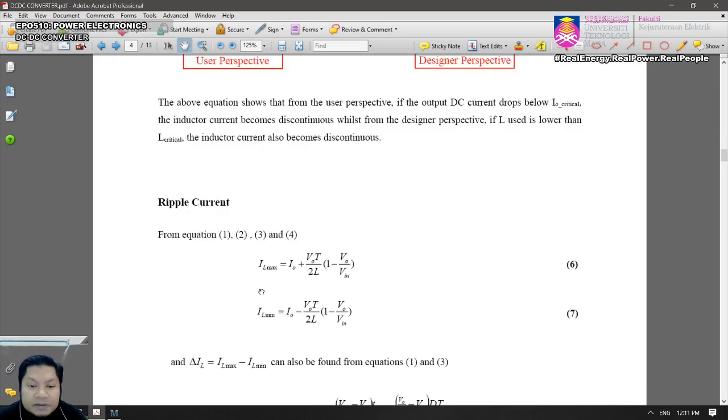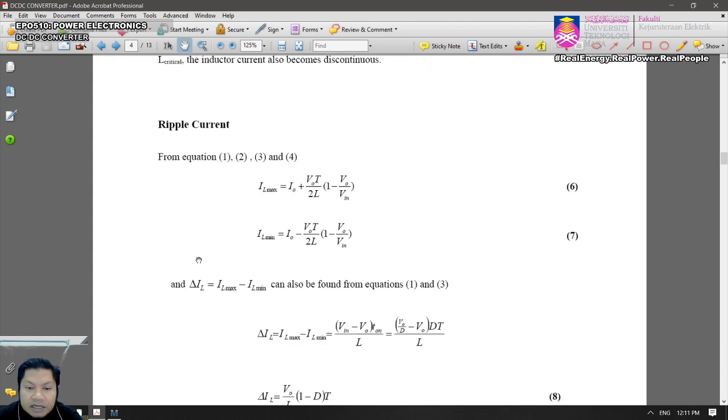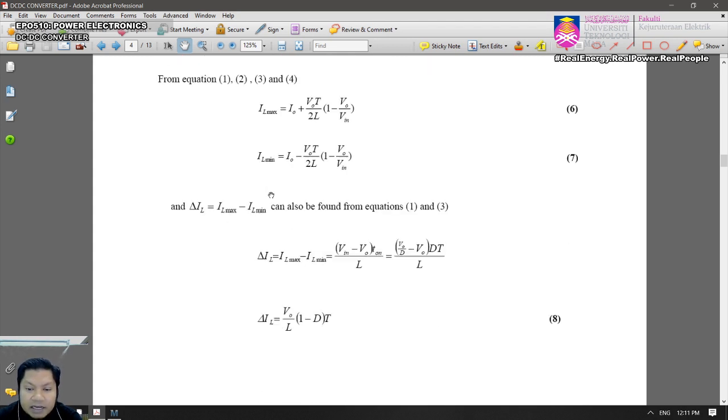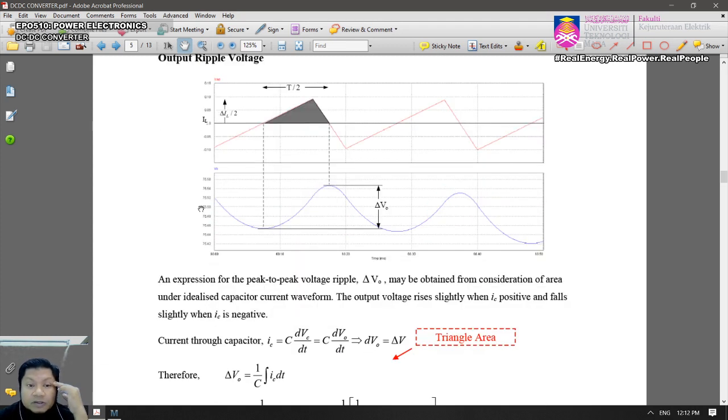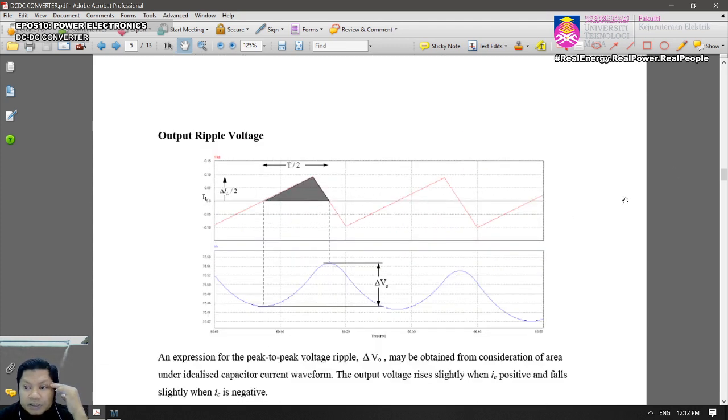And then the ripple current from equations 1, 2, 3, 4. So look back at the ripple current, then you can determine the delta IL. Okay, you can also calculate delta IL as max minus min, so that gives you back the equation. So this is straightforward, just to look at the ripple of the inductor current. Now we're going to look at the output ripple voltage.